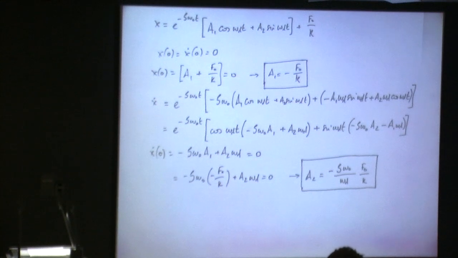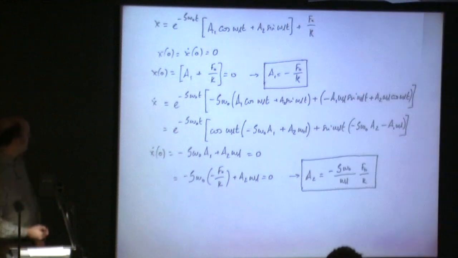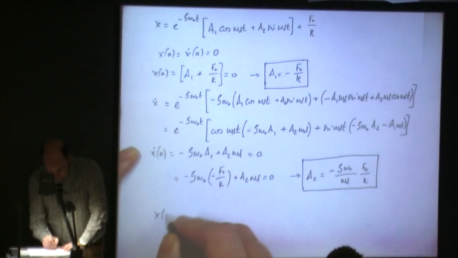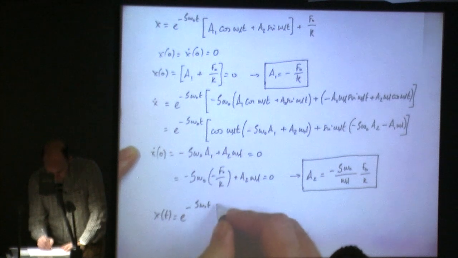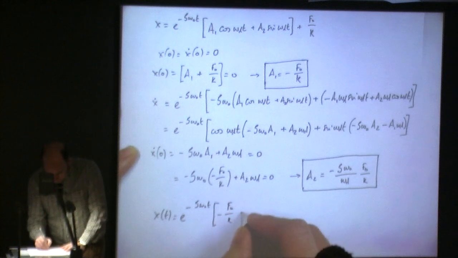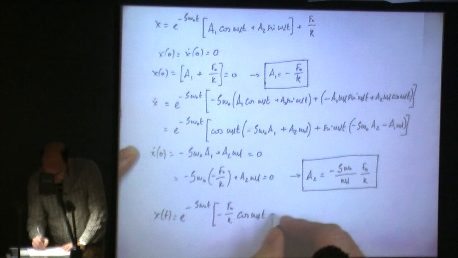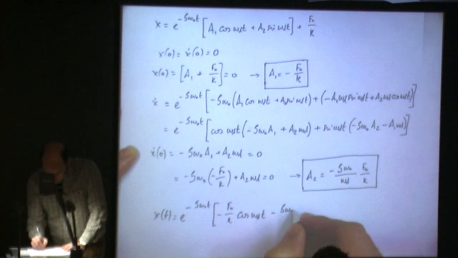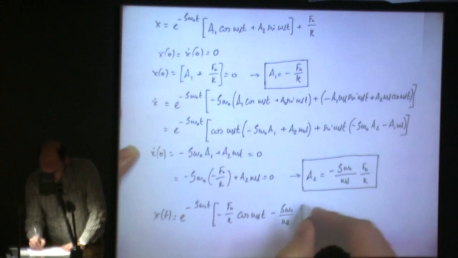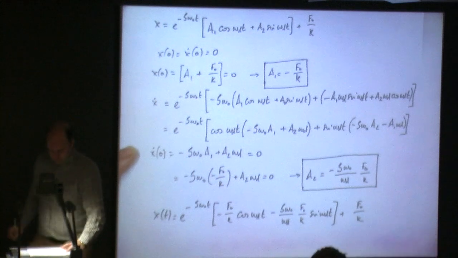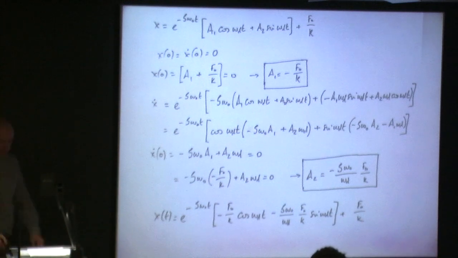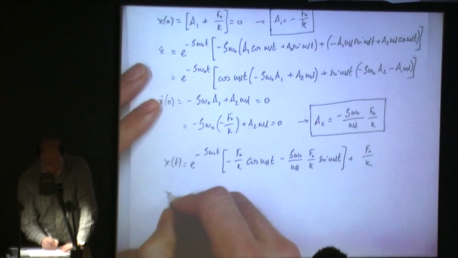And what we do is we take our A1 and our A2 values and we stick them back into our general equation. So x equals e to the minus zeta omega naught t, times minus F naught upon k cosine omega d t, minus zeta omega naught over omega d, F naught upon k sine omega d t, plus F naught upon k. And I can rewrite that equation in a slightly nicer form down here.